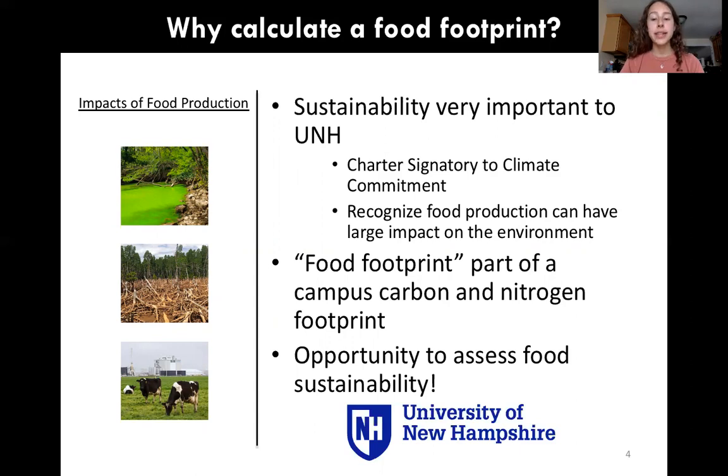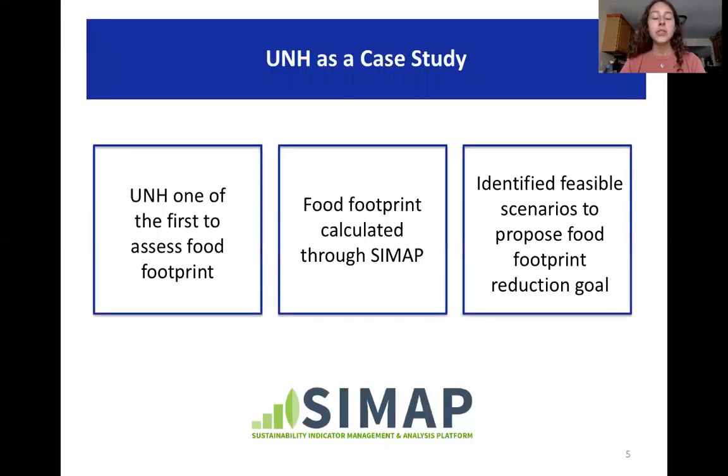So a food footprint is actually part of a campus carbon and nitrogen footprint. It is not a footprint in and of itself. However, it allows UNH the opportunity to assess food sustainability throughout campus. UNH is actually one of the first universities to assess our food footprint. We have been calculating and recording our data since 2014. All food data is calculated and analyzed through SciMap, the Sustainability Indicator Management and Analysis platform. And with SciMap, we are able to identify feasible scenarios to further propose a food footprint reduction goal.